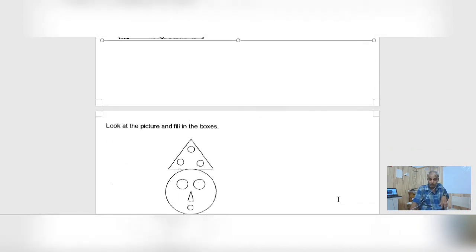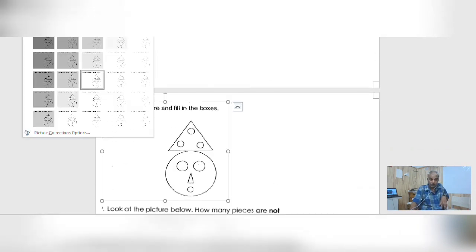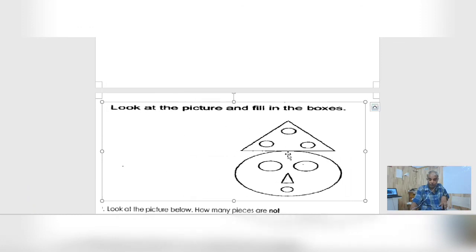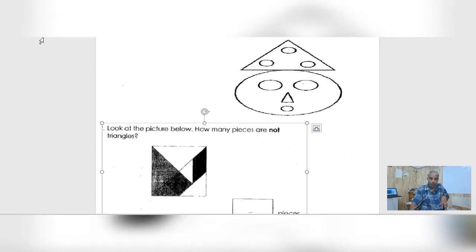So this is one question. Okay, let's go to another one. Let me check. This one is the next one. I make it bigger. Look at the picture and fill in the boxes. Okay, then I make it larger.